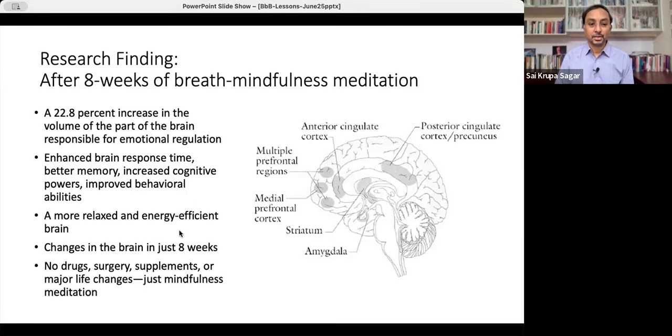More relaxed and energy efficient, changes in the brain in just 8 weeks. No drugs, no surgery, no supplements. Just life changes, leading life the right way, relaxing, and just mindfulness meditation. All right. So those are the changes that are brought about in our nervous system, in our body, in our heart, and in our brain, just through the practice of mindfulness meditation. All right, which is what we are doing today, and what we are learning in this session.